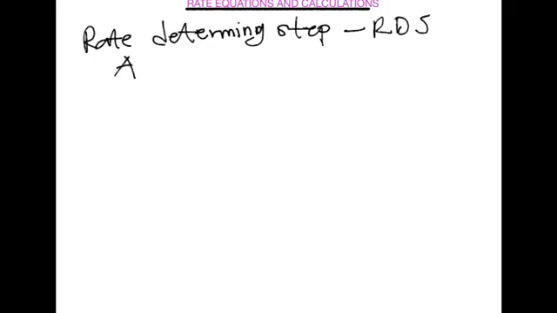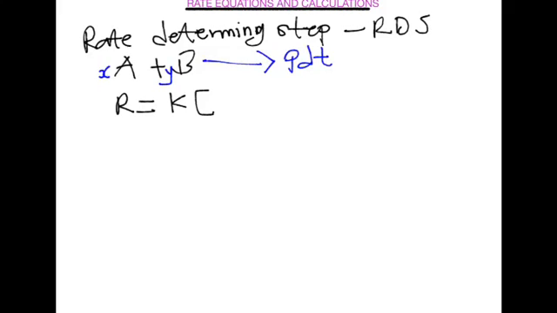And then we look at a general equation such as this: A plus B, where A has X and B has Y, giving us a product. And we say that if we have something like this and we want to write the rate equation, then the rate equation is going to be given by R is equal to K, and then we have the concentration of A raised to the power X and the concentration of B raised to the power Y.